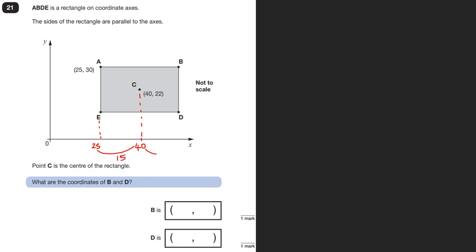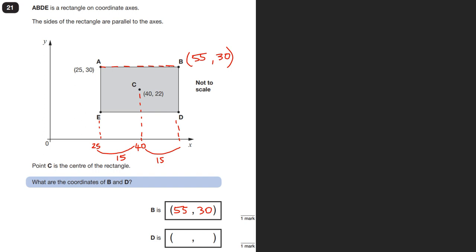So you need to go from 40 up by 15. It's going to be 55. That's the x coordinate of B, right? The y coordinate is going to be the same as the A coordinate because they are at the same level. So 30. So I already found the answer for B.